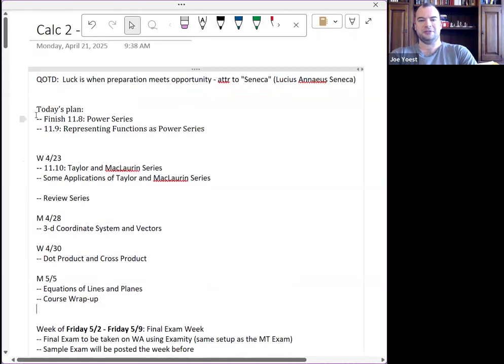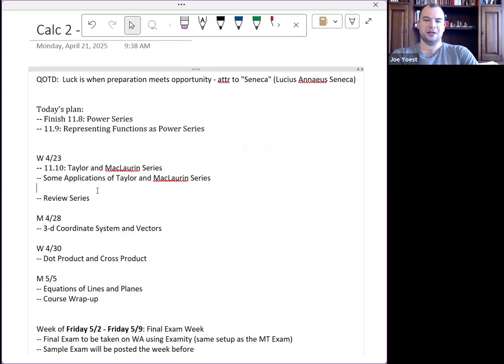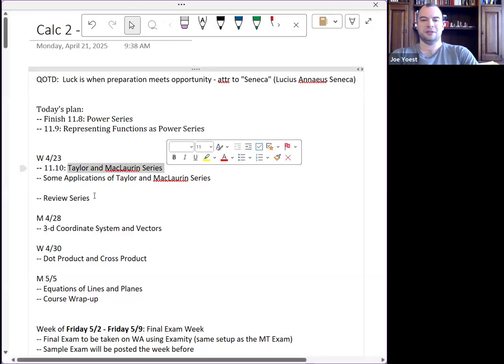But really the wrap up to the major themes for Calc 2 is this and these last couple of sections at the end of chapter 11, particularly on Taylor and Maclaurin series. Very important in a lot of different applications in things like physics, engineering, a lot of the hard sciences use these Taylor series and their approximations quite a bit.